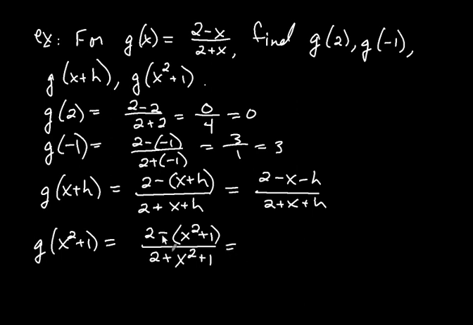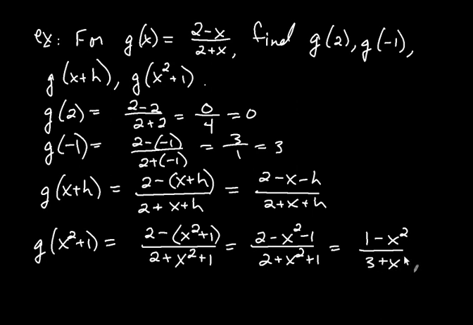So distributing the negative in the numerator, it's going to be 2 minus x squared minus 1, all divided by 2 plus x squared plus 1. And now combining like terms in the numerator, we get 1 minus x squared, because 2 minus 1 gave us the 1, and then divided by 3 plus x squared. And that's our answer. Okay, let's try one more.